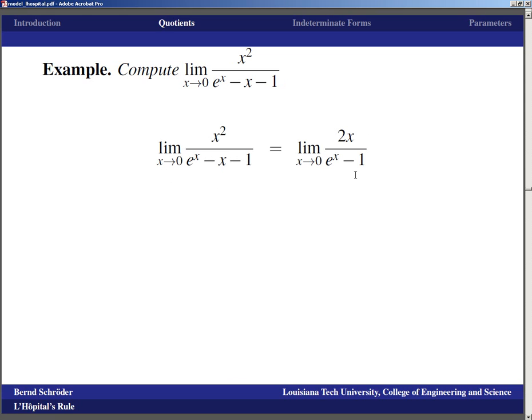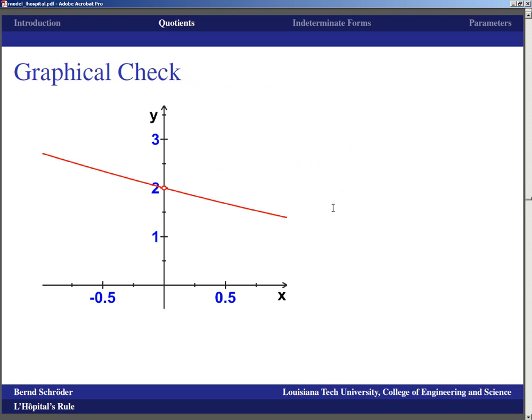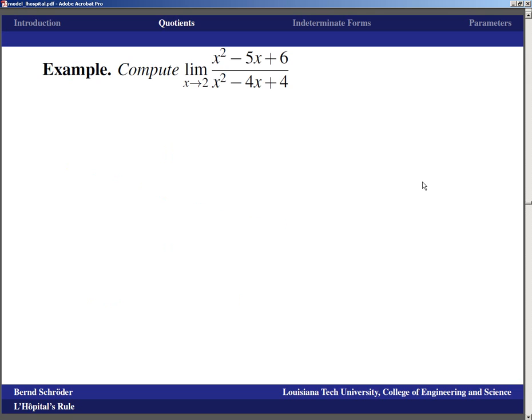Oh boy, we still can't compute the limit because this is still 0 over 0, but L'Hopital's rule applies to that one too. So we take the limit, take the derivative again. Derivative of 2x is 2. Derivative of e to the x minus 1 is e to the x. This is the limit which we can compute now because this ends up being 2 over 1. That's 2. And graphically, here's the function, and at 0, that thing really has a hole at height 2. Great. What else can we do?